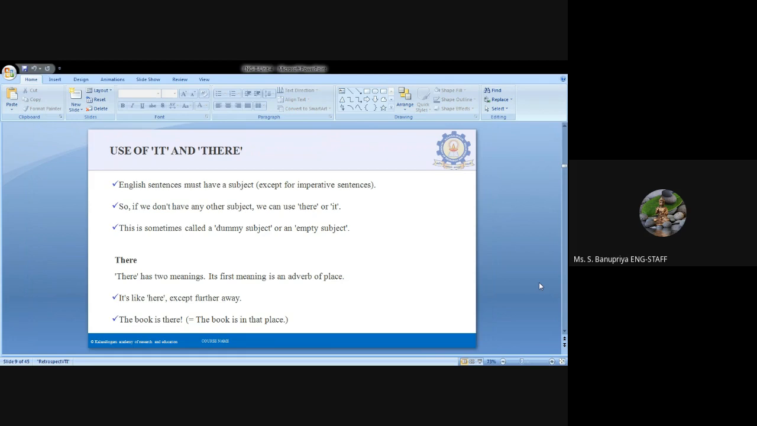There. What is that? There has two meanings. Its first meaning is an adverb of place. It's like here, except further away. Here means near, or that place the subject is referring to. The book is there. That refers to place. Okay, the book is in that place, it refers.